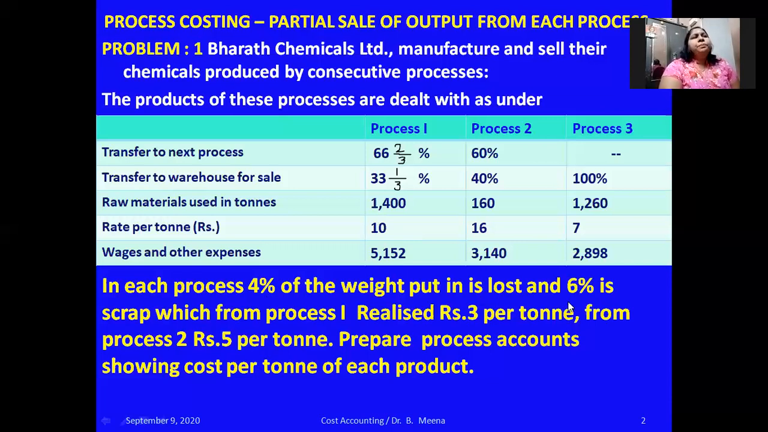Next information: 6% is another wastage, which is scrap from process 1. It has a recovery value, that's why they mention scrap. So out of 1400, I have to calculate 6% as the wastage which has a scrap value. The scrap value is given in this problem: process 1 has a scrap value of 3 per ton, and process 2 has 5 per ton. So this is the information available with us.